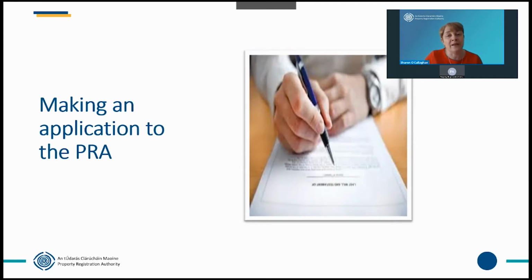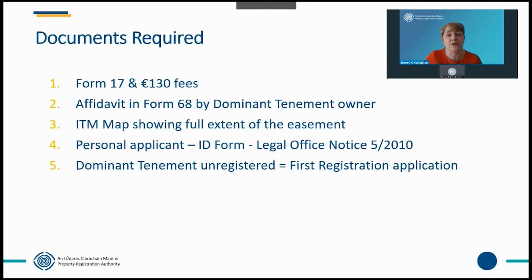So, on to making an application to the PRA. When you lodge an application with us, you're going to need a Form 17, and the current fee is €130. The Form 68 affidavit must be made by the current owner of the dominant tenement. An ITM map should be lodged showing the full extent of the easement, and I'll go through the types of maps that are acceptable for registration in just a few moments.